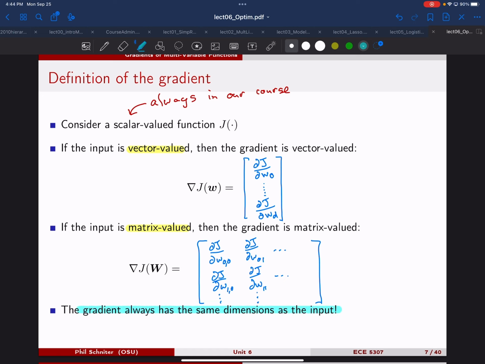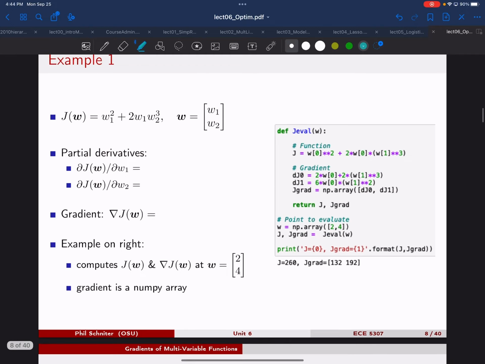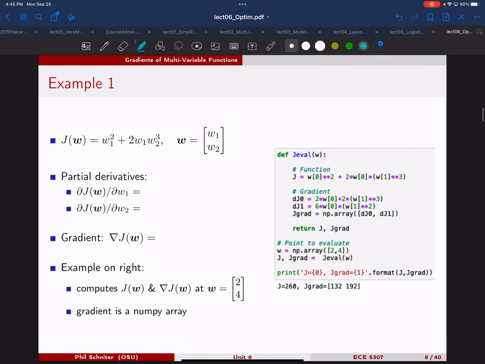Okay, so now we have the definition. Do you have any questions on the definition? Okay. So let's just do some simple examples. So let's say that this is our cost. And the cost is written in terms of these numbers W1 and W2, which are the first and second elements of this vector. So what do we have for the first partial derivative?